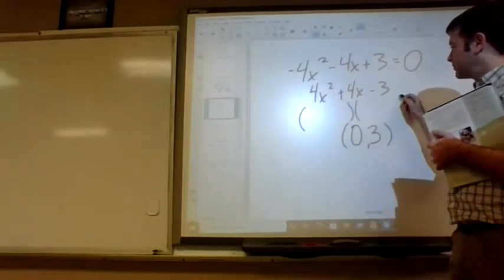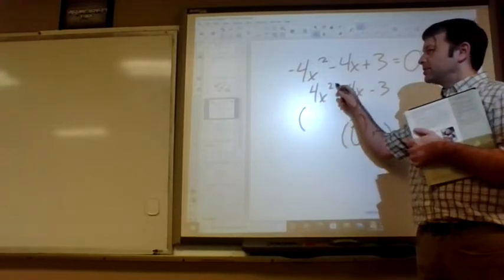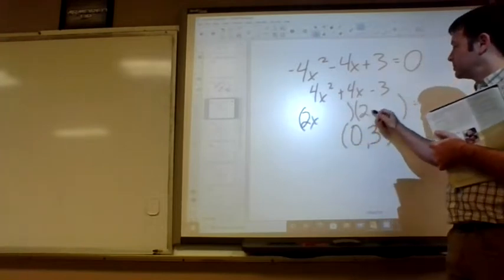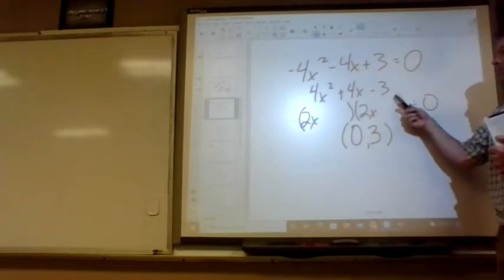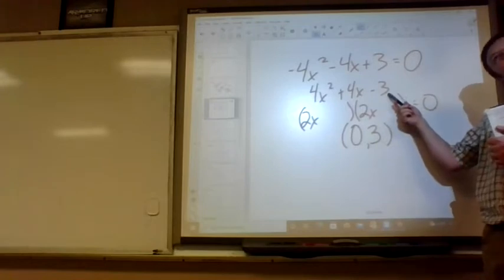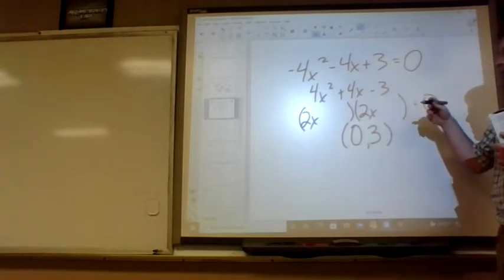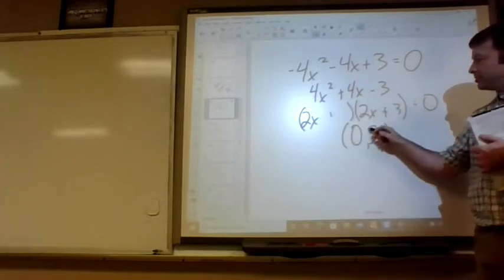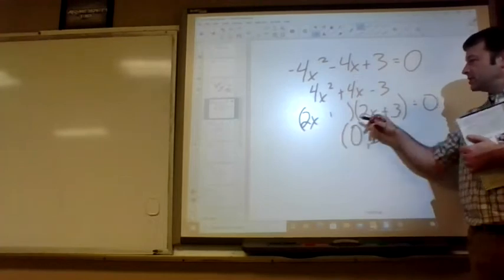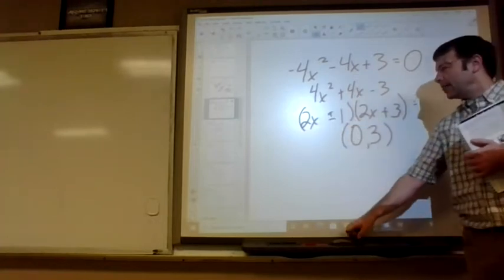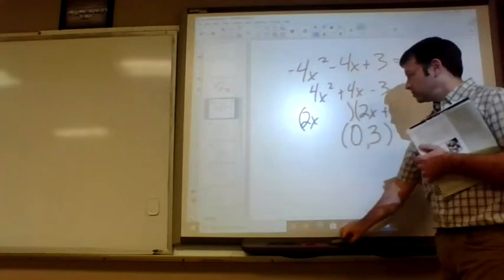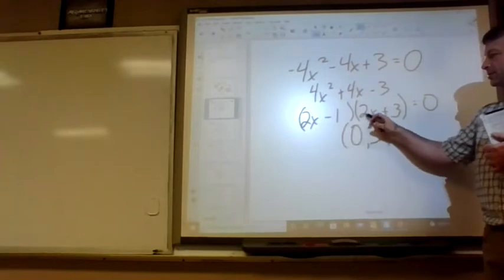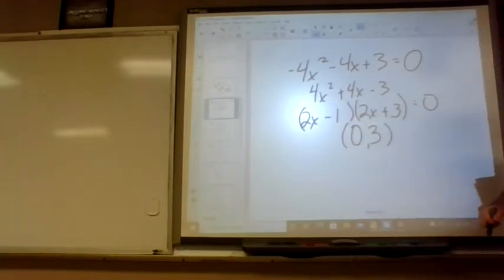Okay, what's going to go on the front here? What goes into 4x squared? 2x and 2x. What goes into negative 3? 3 and -1. So if I put a positive 3 on one of these, this would make 6. And if I put a -1 there, that would be -2. 6 minus 2 is 4, so that's right.